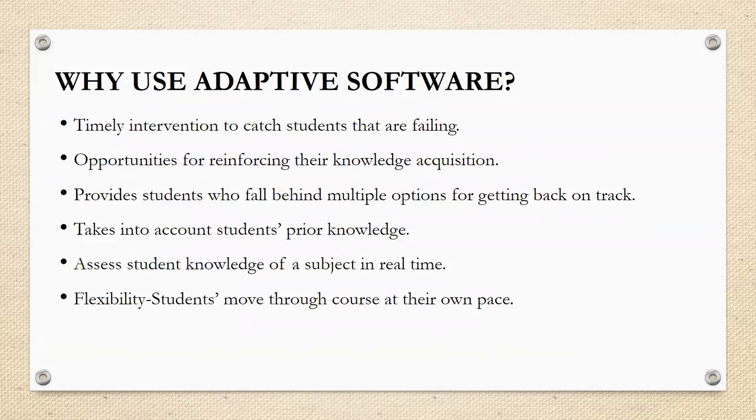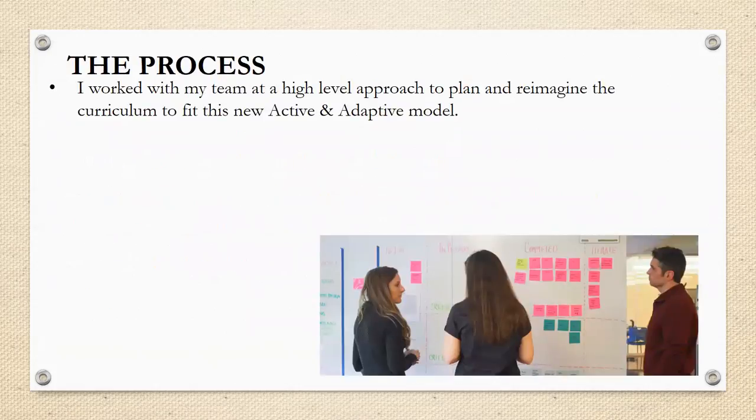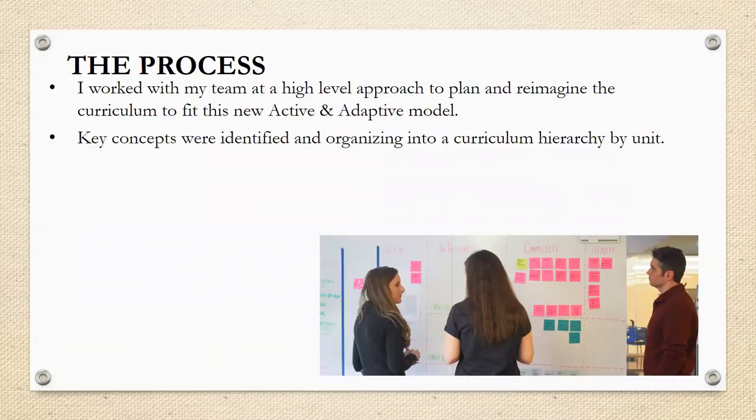And with this active and adaptive approach, I have a great team in what we call the Office of Academic Innovation. So as far as our process, I was able to work with a group and look at the high-level approach to how we can reimagine our curriculum to fit this new active and adaptive model. Here we are mapping out the course when we were first starting. We identified key concepts and made a hierarchical unit for each of our weekly objectives and how that would look within the system.